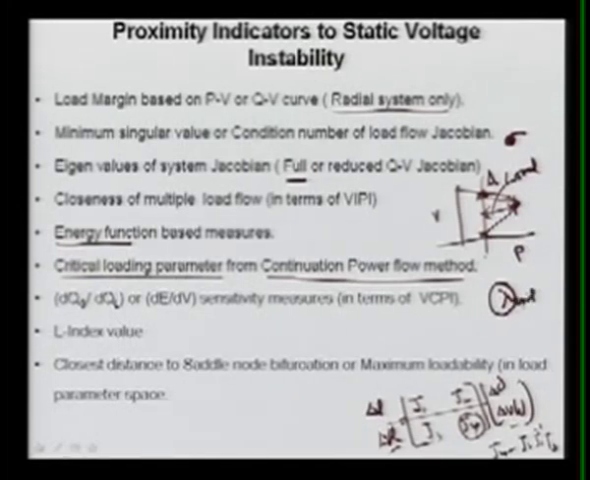So, knowing this criticality, we can say how much you are close to the voltage instability, and this can be obtained using the continuation power flow method, which I just described.